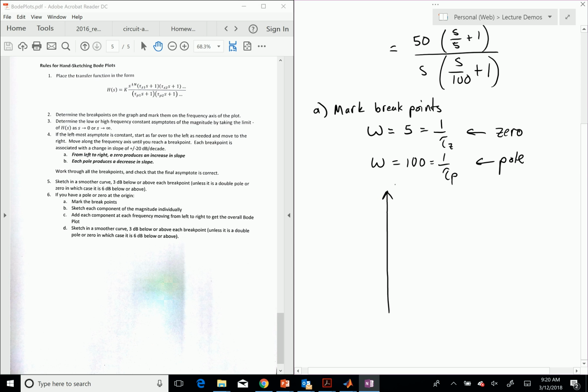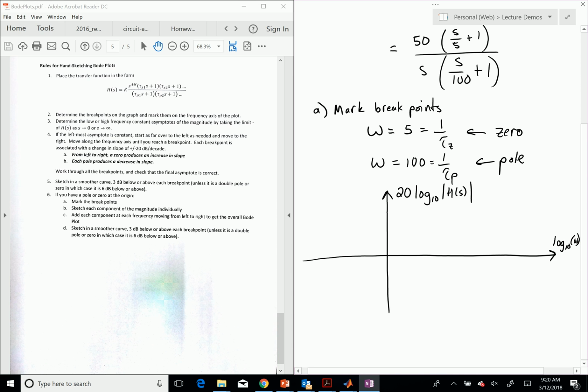So what I should begin to do probably is to draft up for myself what my axes are going to look like. So my y-axis is 20 log base 10 of the magnitude of H(s). And then my x-axis is log 10 of omega, like that.